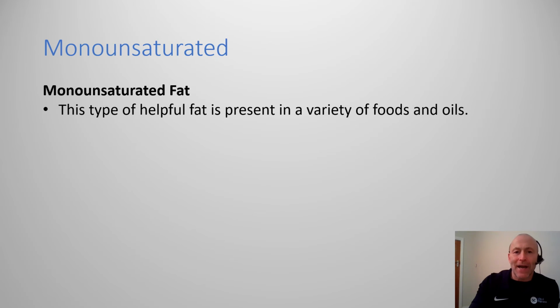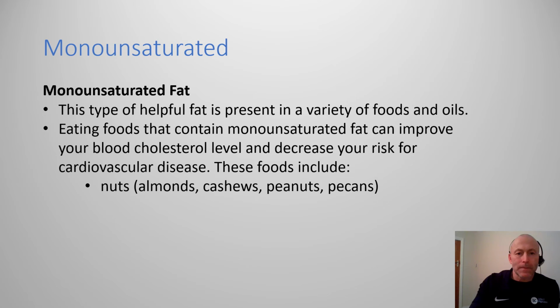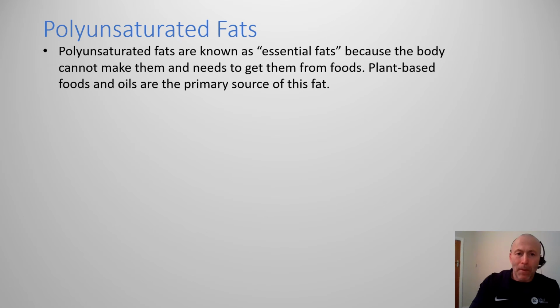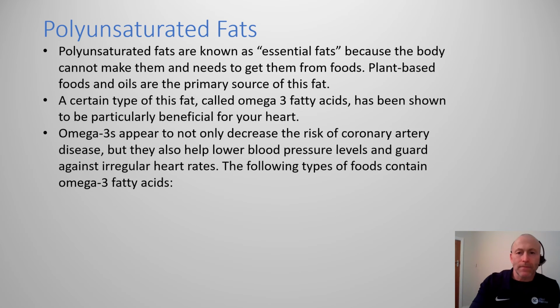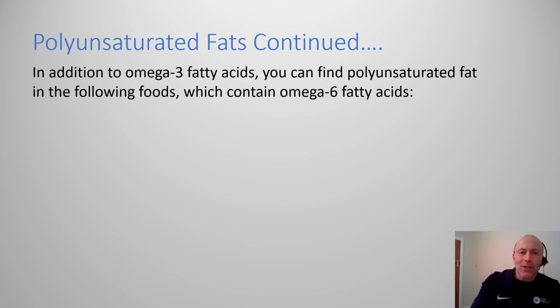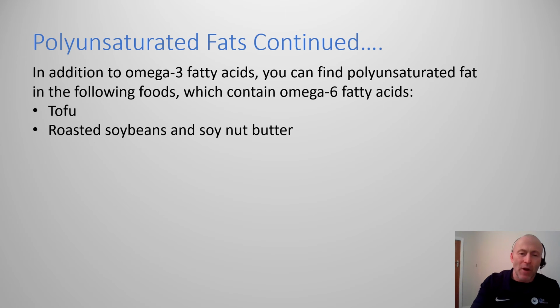So monounsaturated fat, helpful fat. And again, that's where you can find it. Then polyunsaturated fats, these are essentials. And these are essentials because your body can't make them. And that's where you get them. So have a little pause on the slide. Nearly there. So this is polyunsaturated fats continued. You can also find it in the following things that are more vegetarian based.